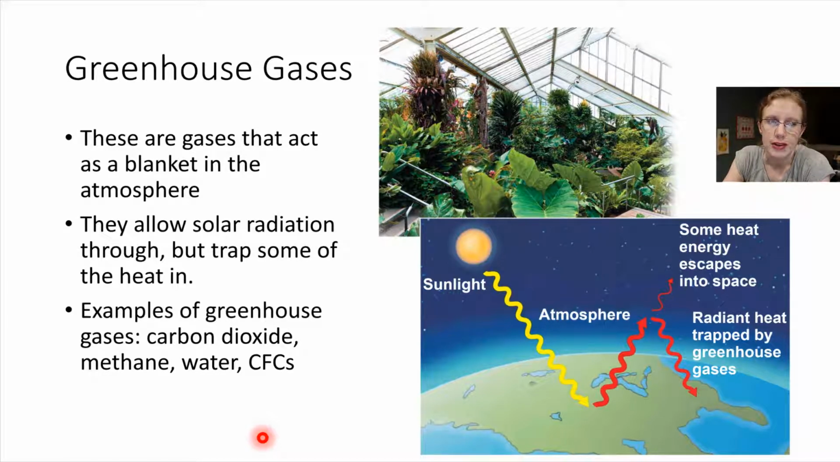Examples of greenhouse gases. So what sorts of gases are greenhouse gases? There are many different sorts of greenhouse gases. Carbon dioxide is the one that we'll be focused on. That is the primary greenhouse gas that we can have some sort of influence over. Other sorts of greenhouse gases include methane, water even. Water that has evaporated can act as a greenhouse gas.